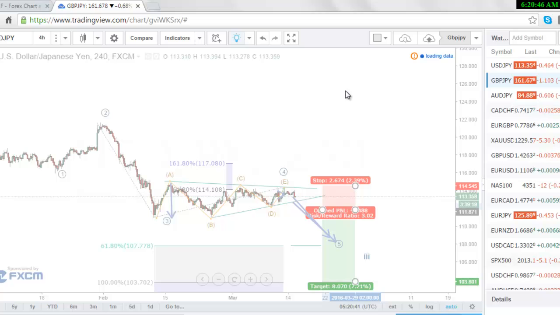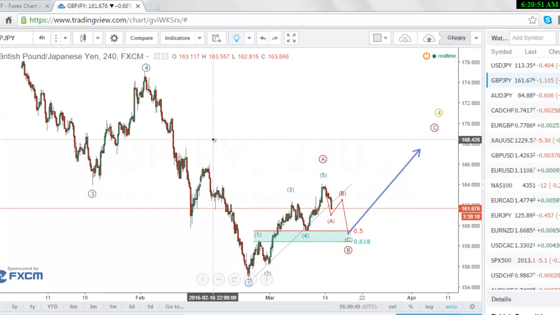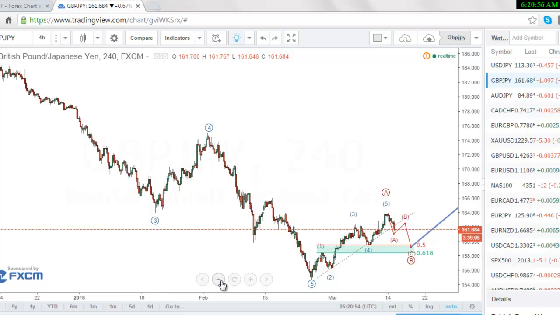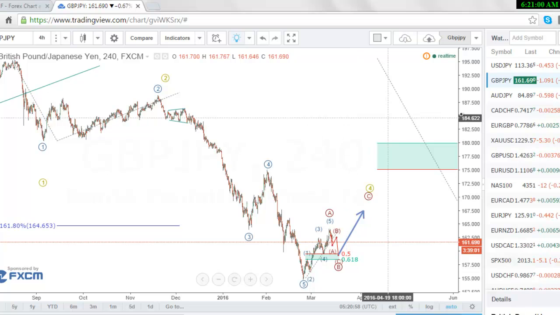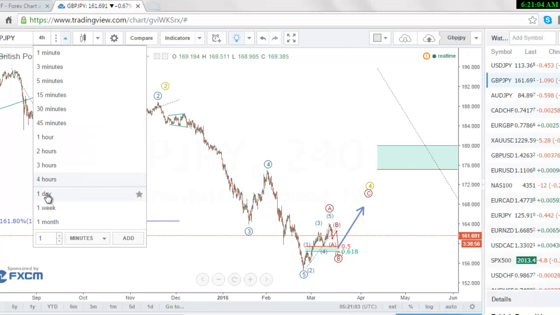Okay, and let's look at the GBP yen. That will be the second yen pair that we're going to be looking at. Now the GBP yen, just like US dollar, Japanese yen, is at the moment also going down, but the pattern that is forming in each of them is so different. Let me take you to the daily chart.